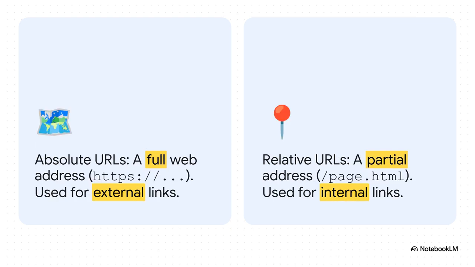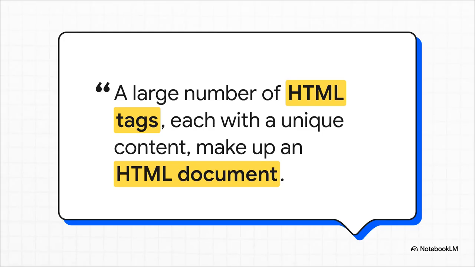Now this connects directly to how we write the link's address. An absolute URL is the full street address, protocol, domain name, the whole shebang. You have to use these for external links. A relative URL is more like giving directions from where you are right now, like saying it's the next door down the hall. These are perfect for internal links because they're shorter, cleaner, and they won't break if you ever change your domain name.